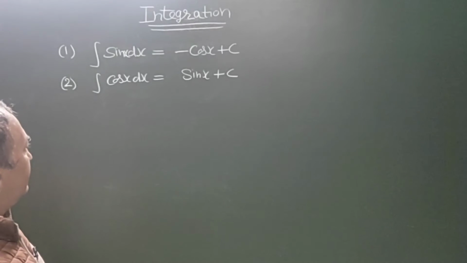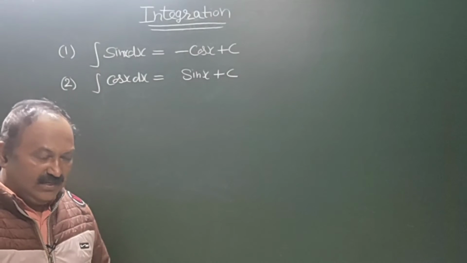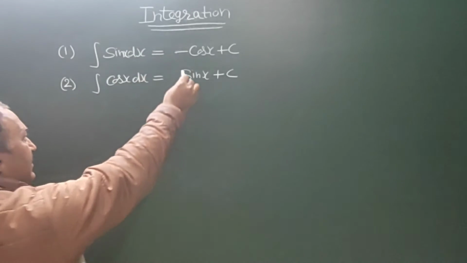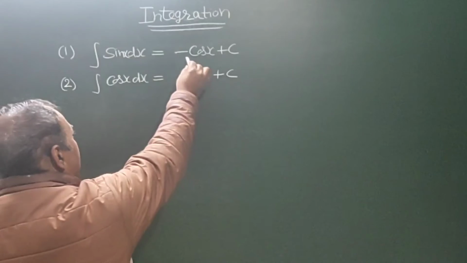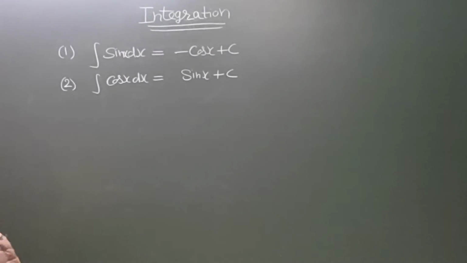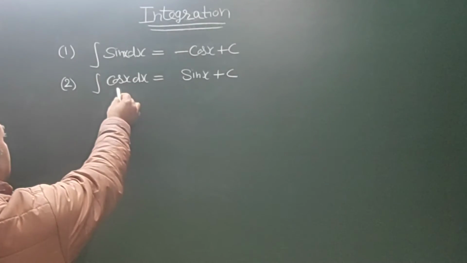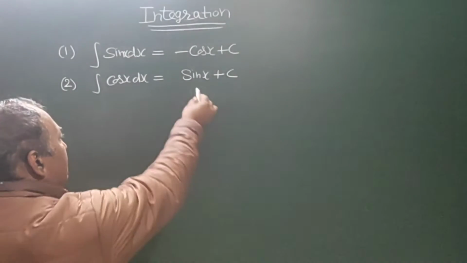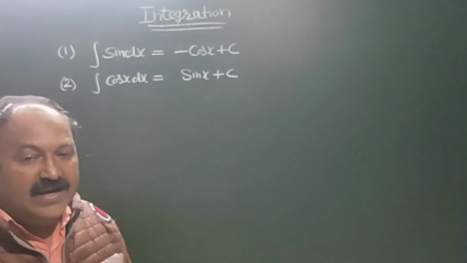Now let us discuss the other trigonometrical formulas of the integrations. The first formula is integration of sin x dx is equal to minus cos x plus c. Because the derivative of minus cos x is sin x, therefore integration of sin x is minus cos x. Similarly, integration of cos x dx is sin x, because derivative of sin x is cos x, therefore integration of cos x is sin x.